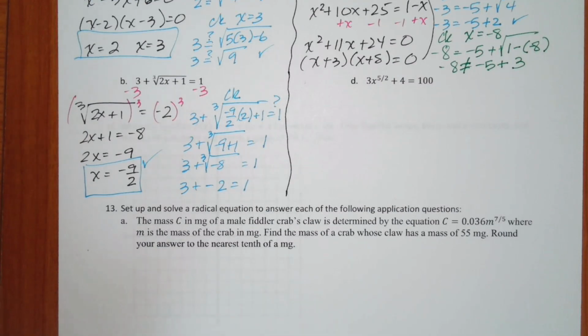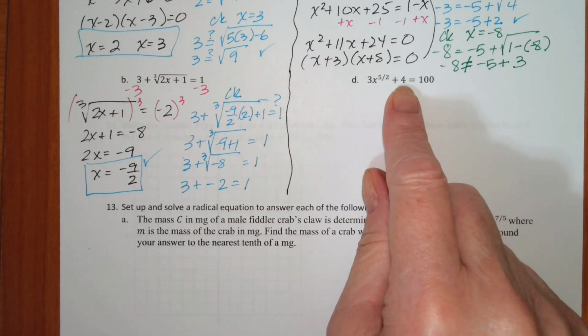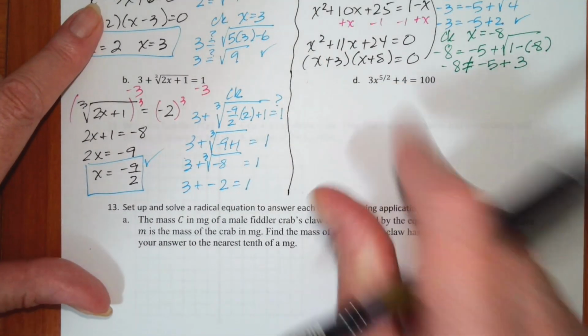Okay, so on this last one here, let's see what I can do with this. All right, 3x to the 5 halves plus 4 equals 100. I'm going to do it quickly so the video isn't so long. All right, I'm going to get the x to the 5 halves by itself.